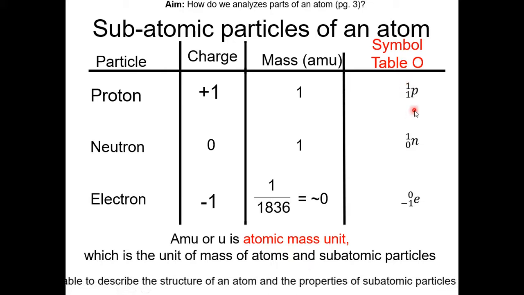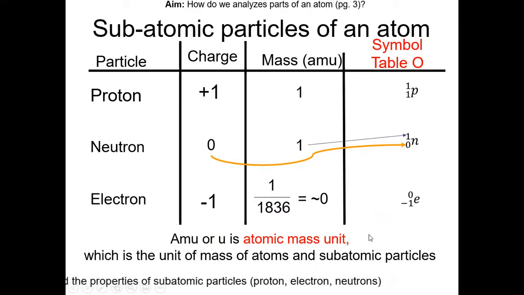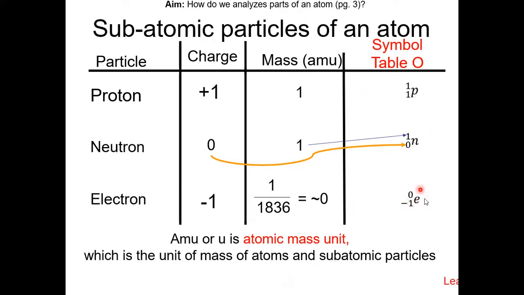So what do you think these numbers stand for? The bottom number is the charge, right? So neutron is 0, proton is 1, electron is negative 1. And the top stands for the mass. So mass: proton is 1, neutron is 1, and electron is assumed to be 0, because this is a very small number.